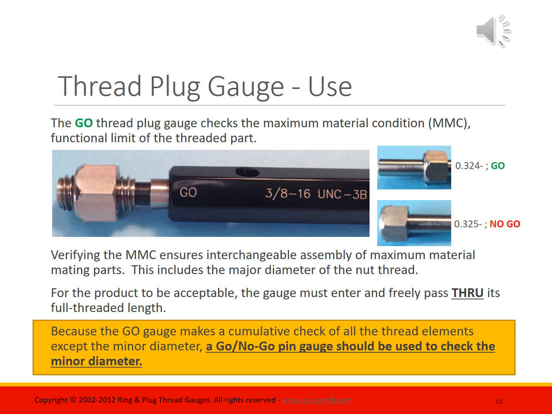Well, the go, no-go thread plug gauge has two ends to it. The go end of the thread plug gauge checks the maximum material condition, the function limit of a threaded part. I'll go into great detail regarding max material condition, also known as MMC, in our GD&T portion of the class. But a quick primer here is in order.